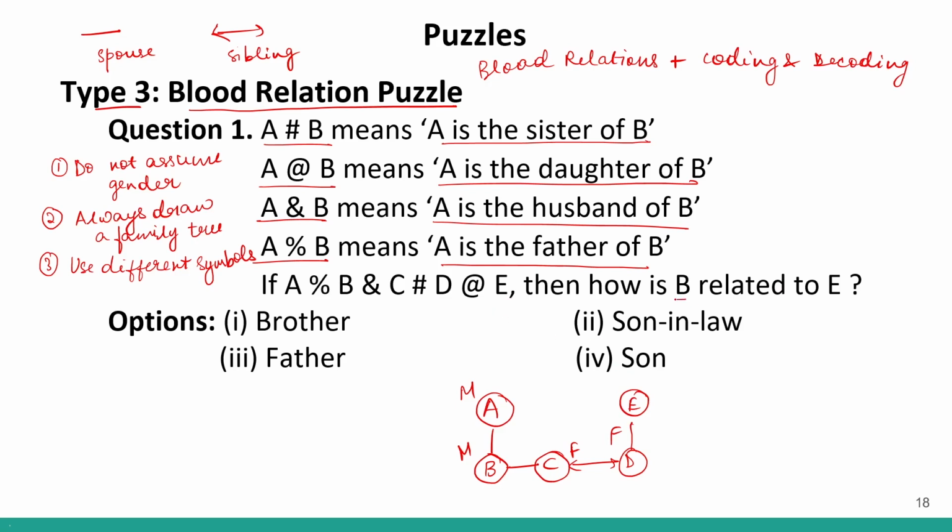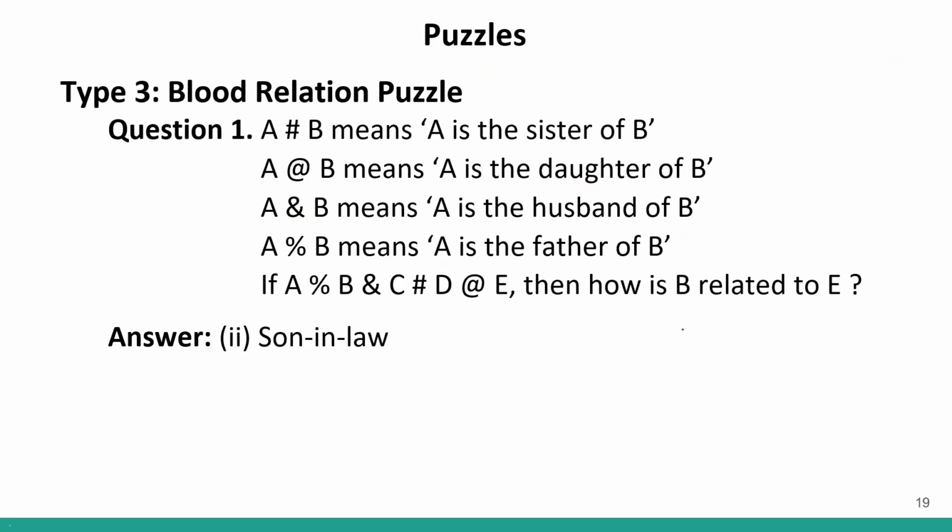We have to find out how B is related to E. E is the parent, father or mother, we don't know. E is the parent of C and C is the spouse of B, and B is male. That means B will be the son-in-law of E. So my answer will be option number 2, son-in-law. Clear?